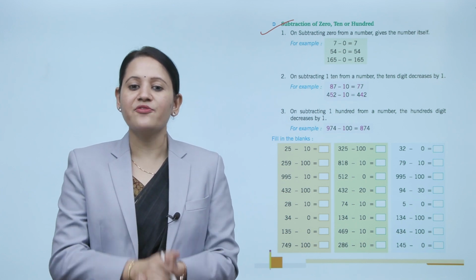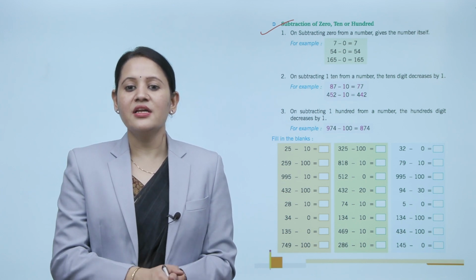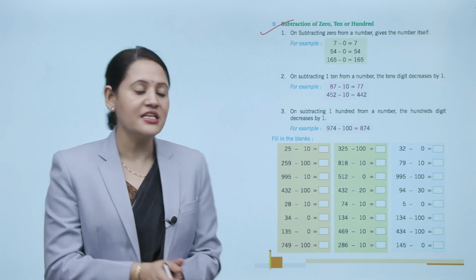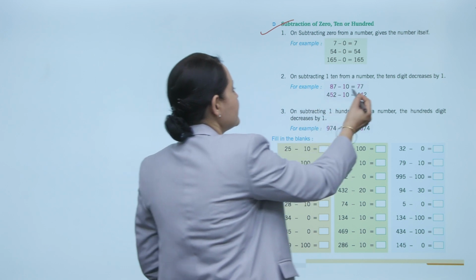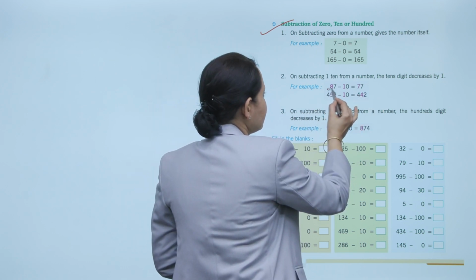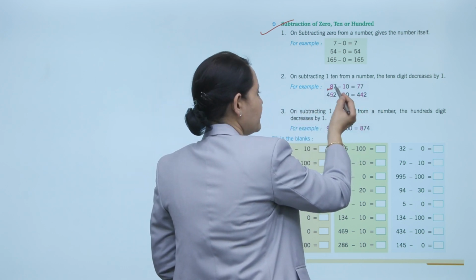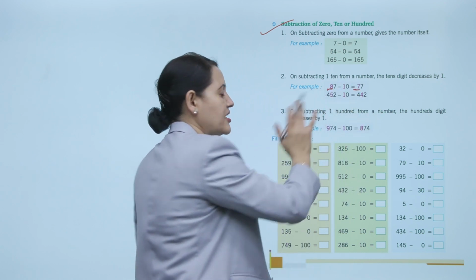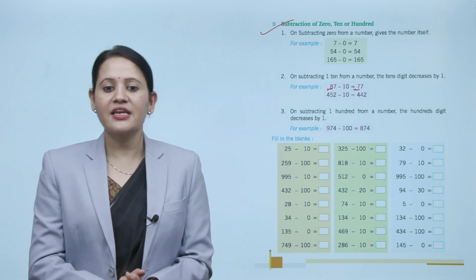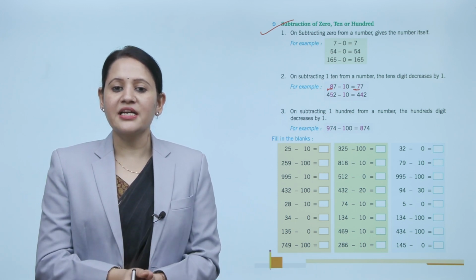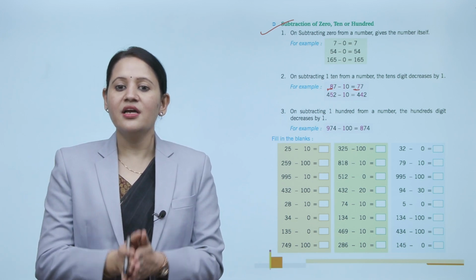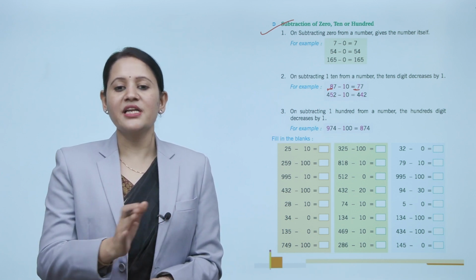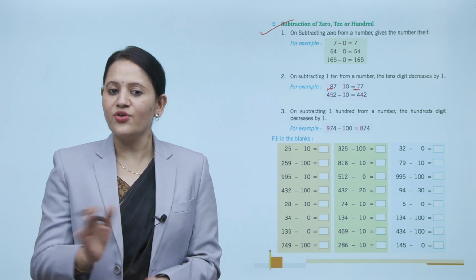Next, on subtracting 10 from a number, the tens digit decreases by 1. Like 87 minus 10, we'll get 77. The digit at the tens place was 8. When we subtract 10, the digit at the tens place will decrease by 1. It becomes 7. Next, on subtracting 100 from a number, the hundreds digit decreases by 1. 974 minus 100 is 874.